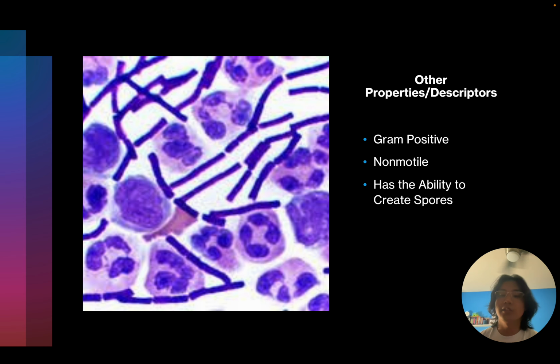The other properties or descriptors of Bacillus anthracis are that they're gram-positive, they're non-motile, so they don't move around, and they have the ability to create spores whenever their environment gets rough for them.